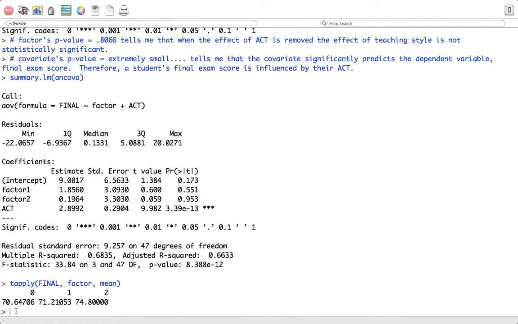So we would run an ANOVA, and if we can make the case for, and I think we could in this situation, where the ACT math subscore should be included as a covariate, we run the covariate. It actually turns out that there's no difference, and really the best predictor of the final exam score is the ACT score. The teaching approach 0, 1, and 2 seems to be irrelevant.